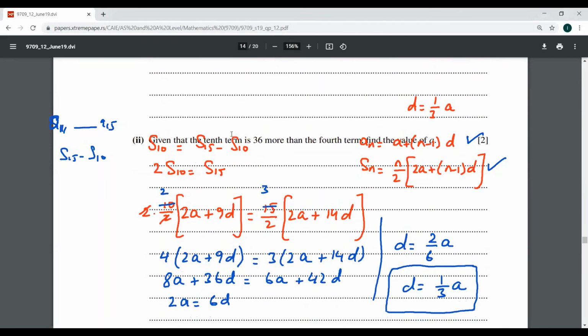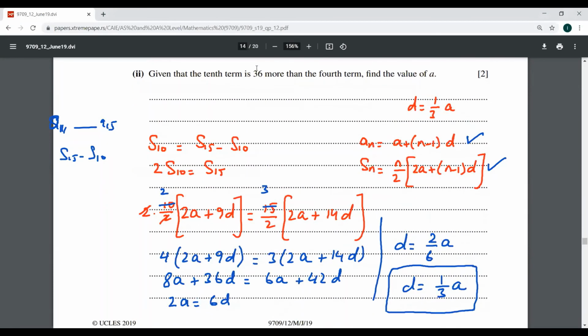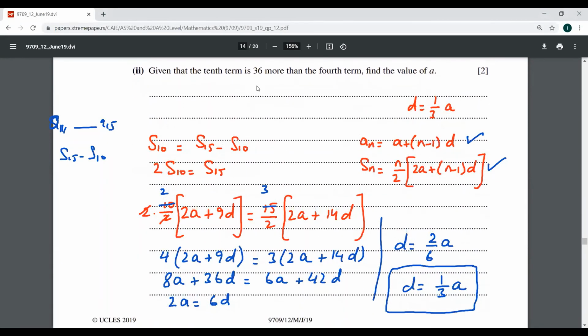Okay. So now it says given that the 10th term is 36 more than the 4th term. Okay, so I just need to, okay, we have to find the value of A. Can I use this D is equal to 1 over 3A over here?